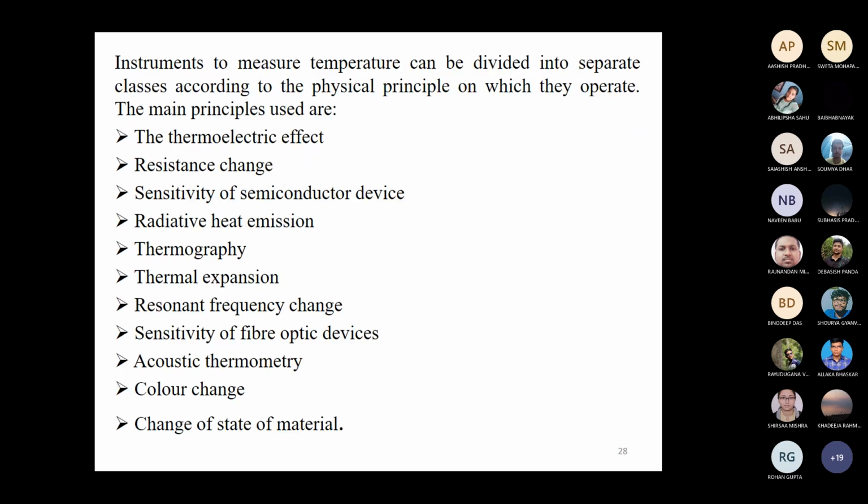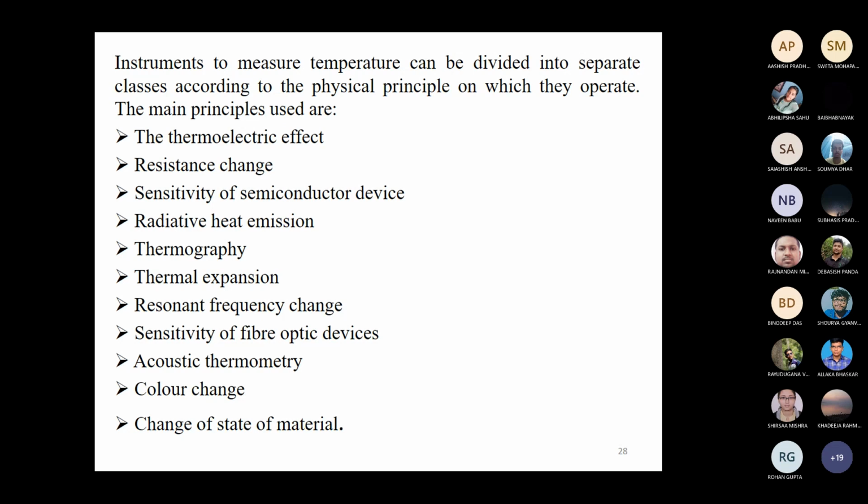Other important points are that a temperature-measuring instrument can be divided into types according to the physical principle it uses. It depends upon the physical principle, so whatever changes there are, they are automatically reflected. You need not do anything to reflect them, and if something needs to change, it happens automatically.